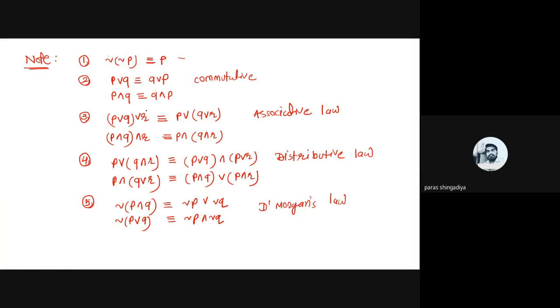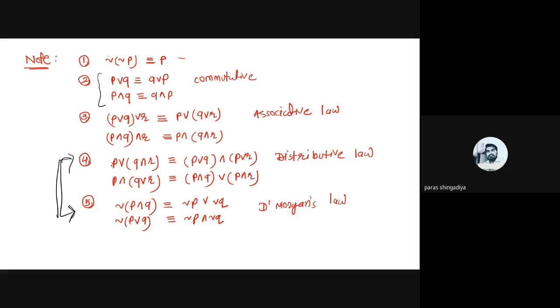And then after, second is the commutative law: P and Q is equivalent to Q and P, P or Q is equivalent to Q or P. That is the commutative rule. Then third is the associative law. If this form is required, you can use it there: P or (Q or R) is equivalent to (P or Q) or R, and P and (Q and R) is equivalent to (P and Q) and R. And these two are important, that we'll use in each and every example: the distributive law and the De Morgan law.